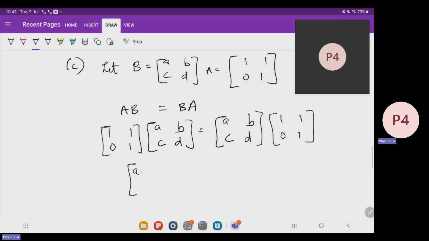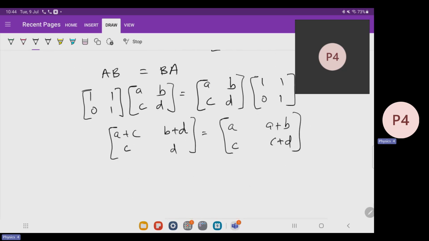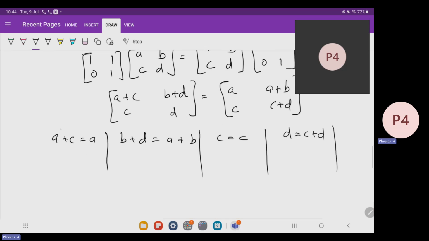Now solving this, we will get A plus C, B plus D, C, D is equal to A plus B, C, C plus D. So equating this, we will get A plus C is equal to A, B plus D is equal to A plus B, C is equal to C, D is equal to C plus D. So we'll get C equal to 0. From here you will get A equal to D. C equal to C. From here also you will get C equal to 0.